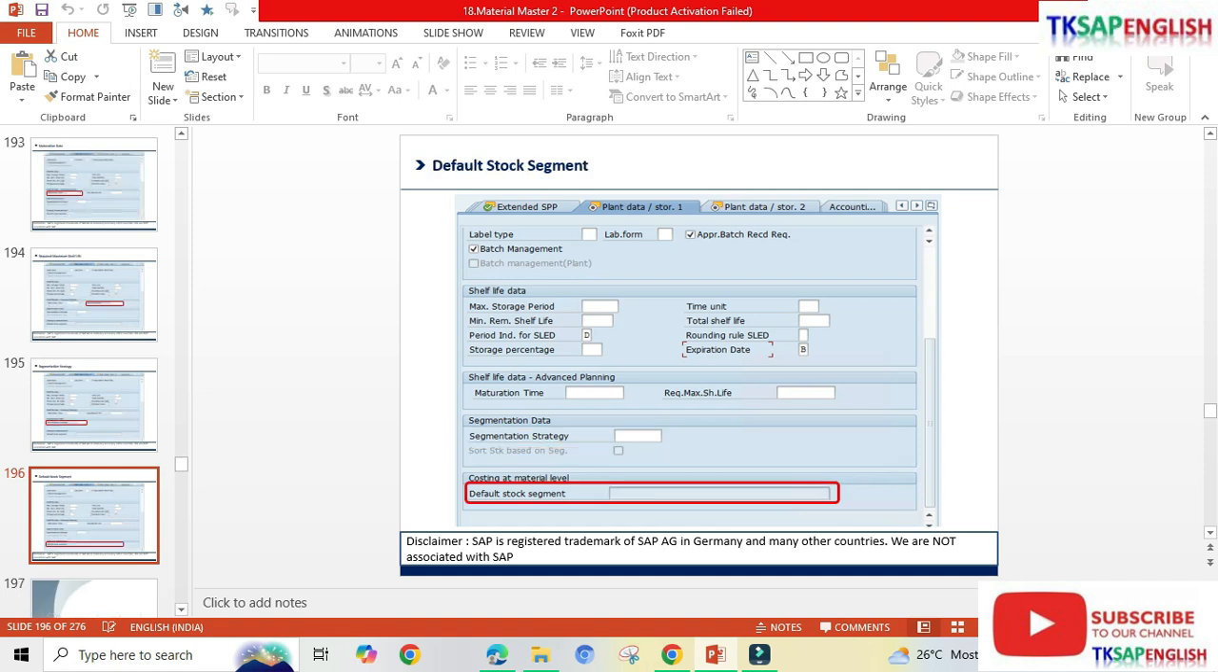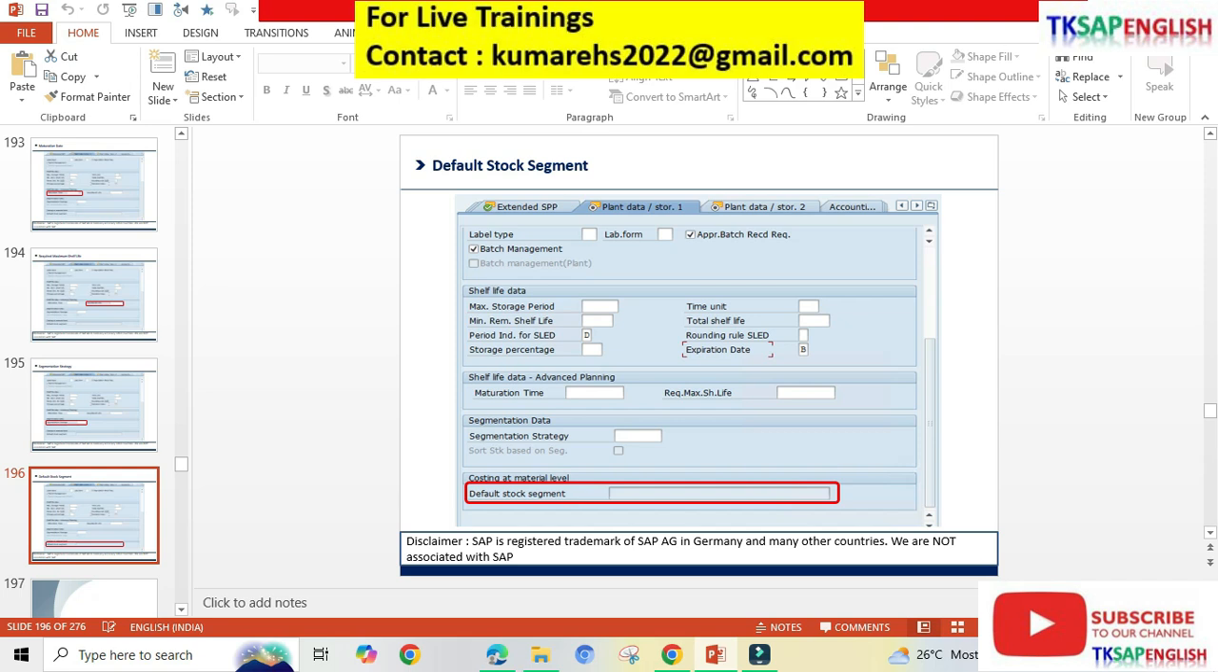So the next one, default stock segment. Default stock segment value. Usage: segment value which is representative for all segment value combinations. Dependencies: the default values will be used in costings at material level. The system needs the default value as the basis for the BOM explosion, routing selection and component valuation.